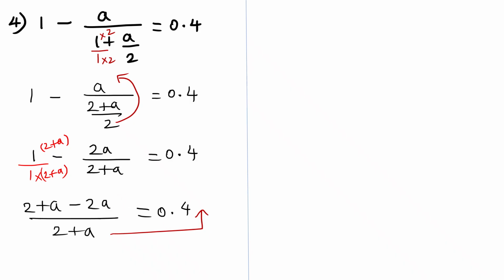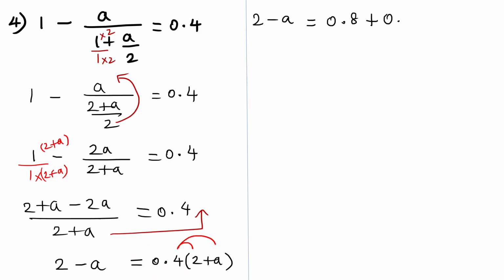So now I'll write the steps over here. That is 2 minus A is equal to 0.4 into 2 plus A. Now as you learned in the distributive property, you're going to multiply this inside to remove your brackets. I'll be getting 2 minus A is equal to 0.4 into 2, I'll get 0.8, then plus 0.4A.